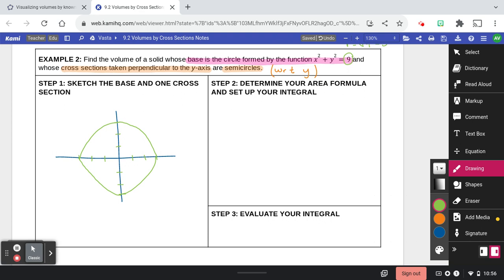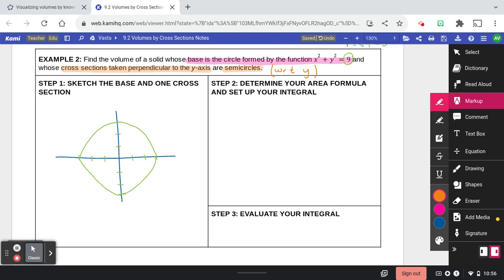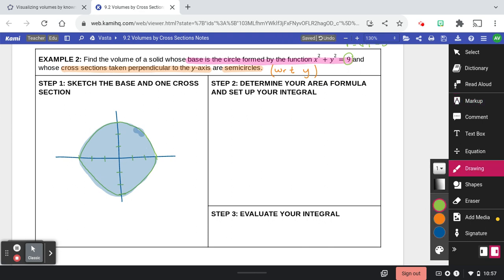Now our base is going to be the area inside the circle. That's the base of our solid. Now we're building some cross sections on here, and each of the cross sections here is going to be a semicircle shape, and they're going to be perpendicular to the y-axis. So all of my cross sections are going to go like this.